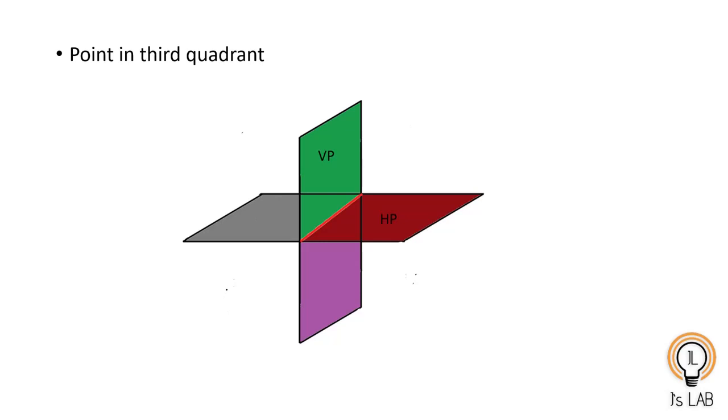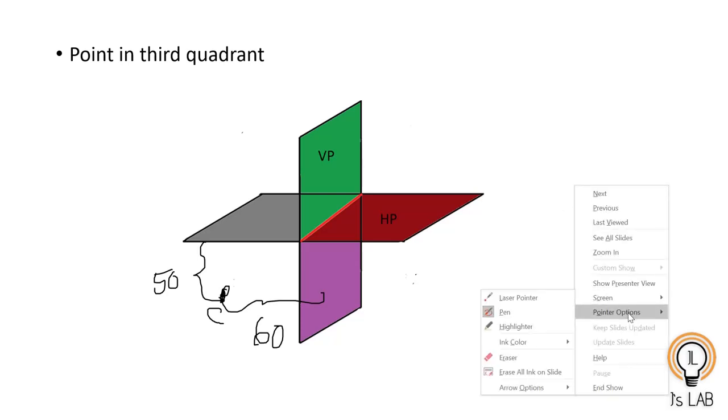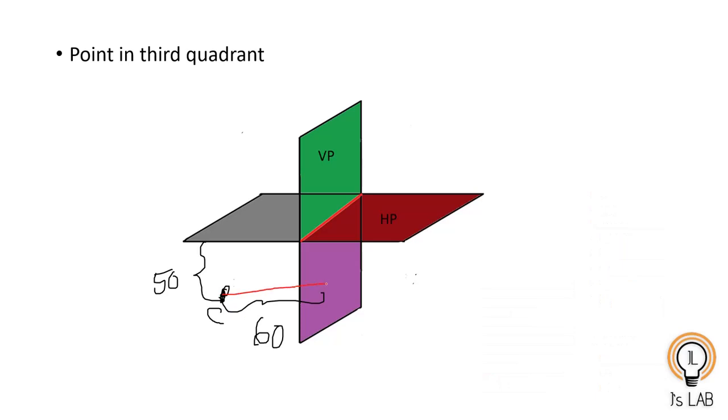Next, the point in the third quadrant. Now what happens when the point is in the third quadrant? Let the point be C. For example, C is 50 mm below HP and 60 mm behind VP. I am using the same example, same numbers. So the front view will be formed on VP, which is C dash, and the top view will be formed on HP, which is C.